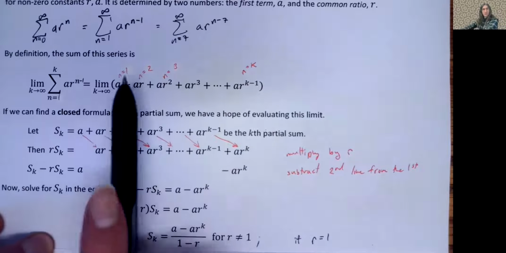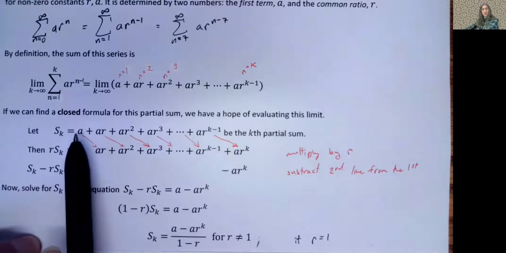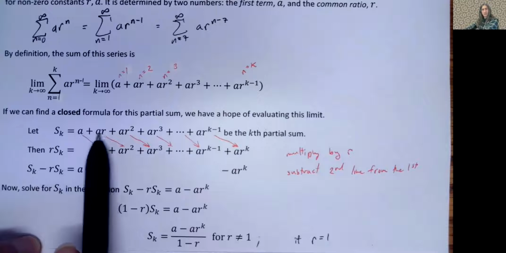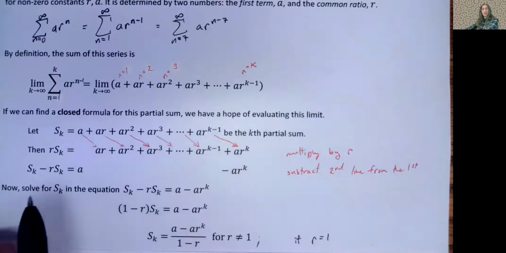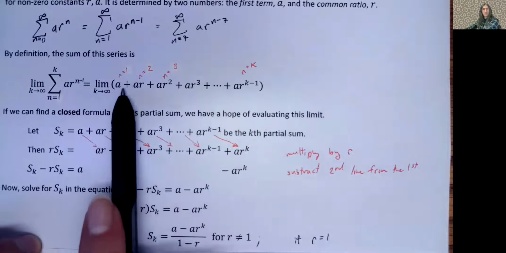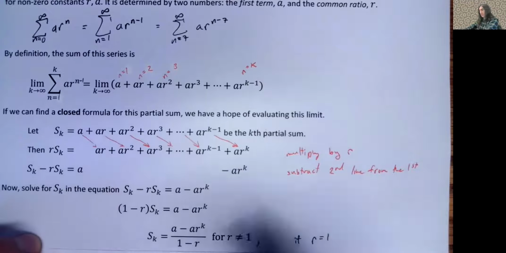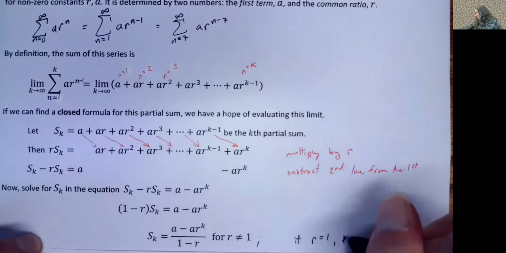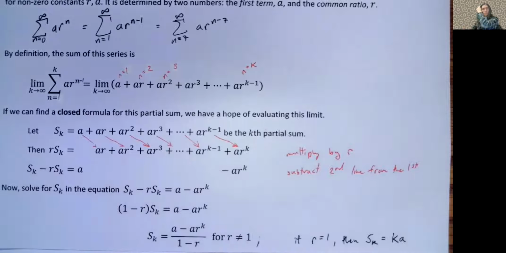Just come back up here. What is SK when r is equal to 1? Well, this would be a times 1, this would be a times 1. Oh, they're all a's. How many a's do we have? 1, 2, 3, 4, 5, 6, 7, k of them. So if r is equal to 1, then SK is equal to KA, K copies of A. So this is actually very simple. It's even easier for the case that we left out there.